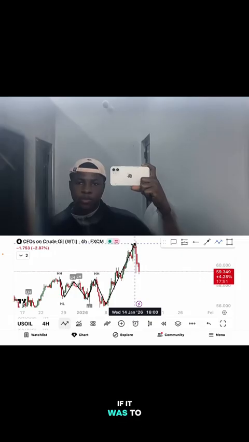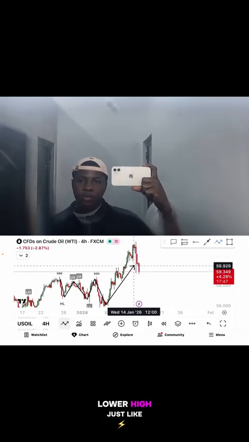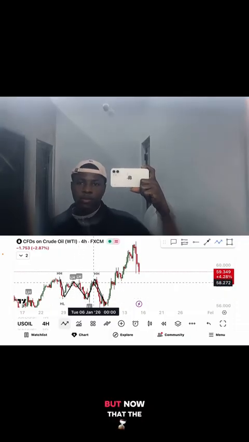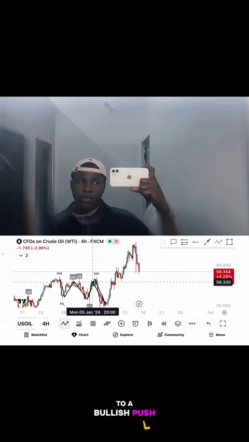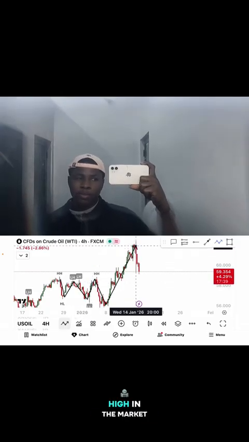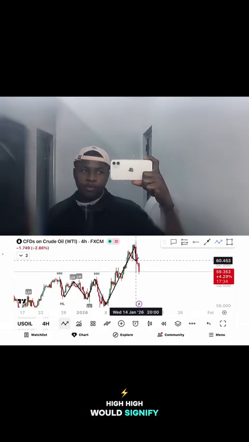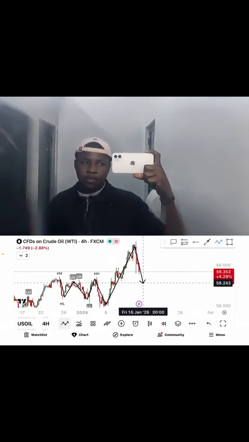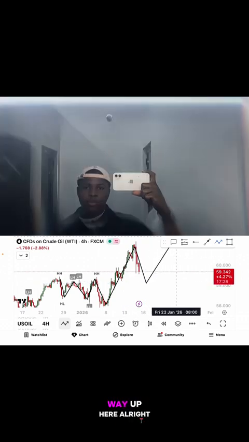If it was to be bearish, we would see a lower low and a lower high, just like the way we see here. But now that the structure has been shifted to a bullish push, we see a higher high in the market, and then this higher high would signify a new higher low, and after the higher low is formed, we will look to take price all the way up here.